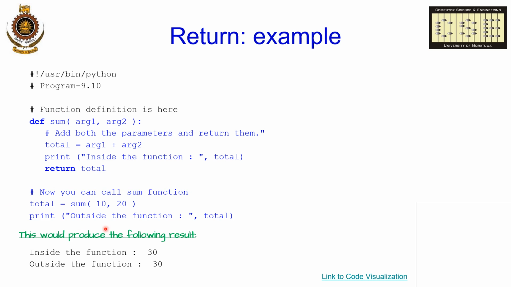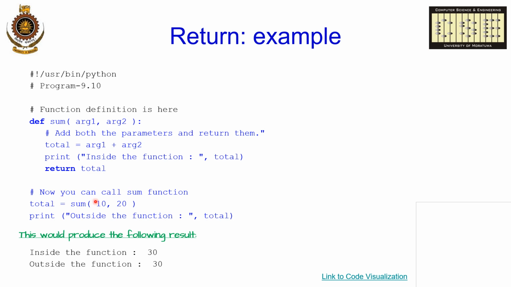Here we see how it's called. We call the function sum, passing the two values arg1 and arg2, 10 and 20, and then with the equal sign we assign the return value of this function to the variable total. So we call the function, we use the assignment operator, and then we assign the return value to total. Whatever value we have after calling this function goes into this variable, and then here we print that value outside the function.